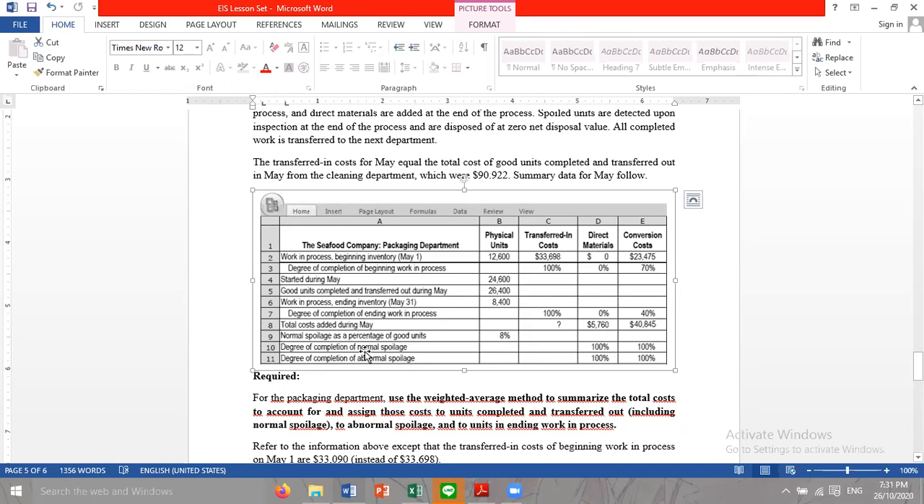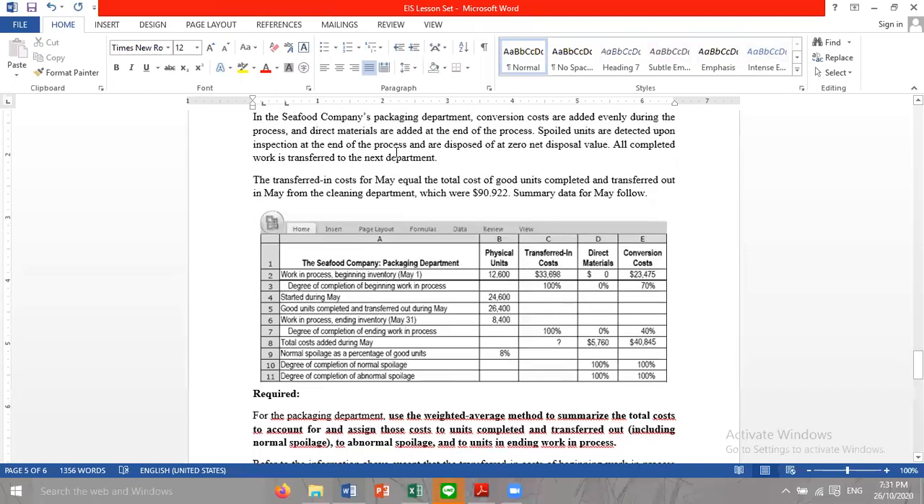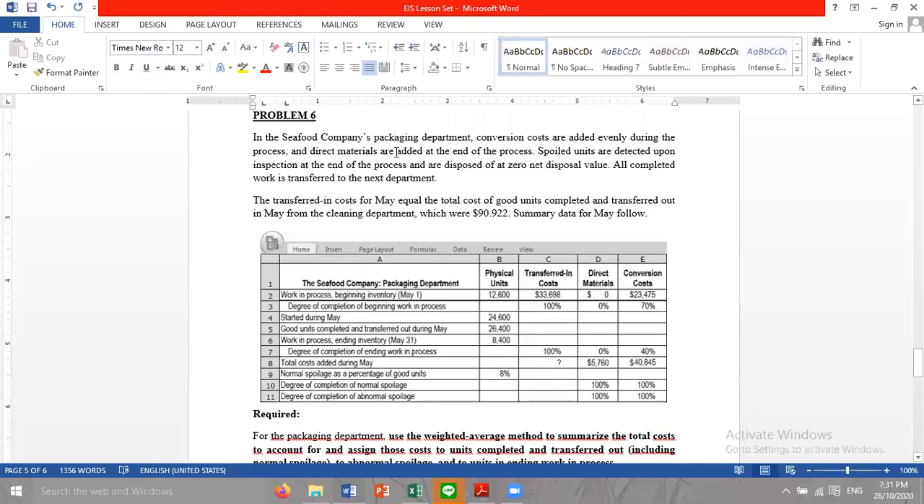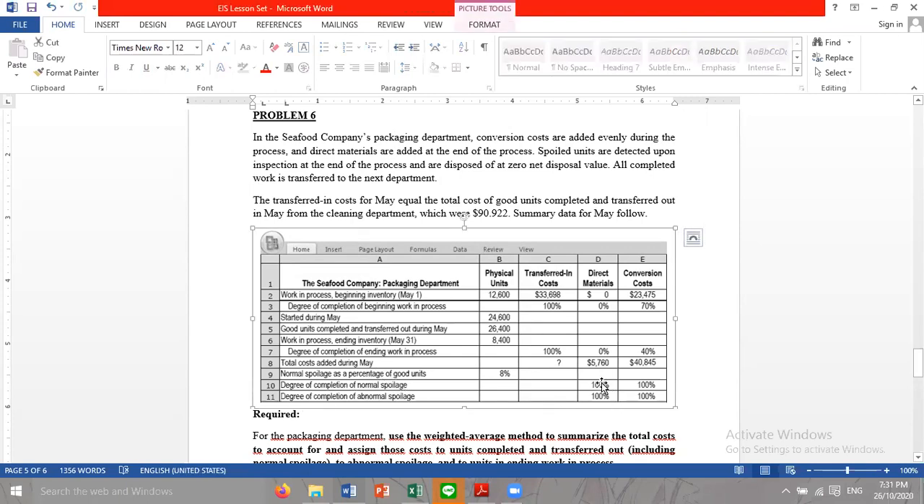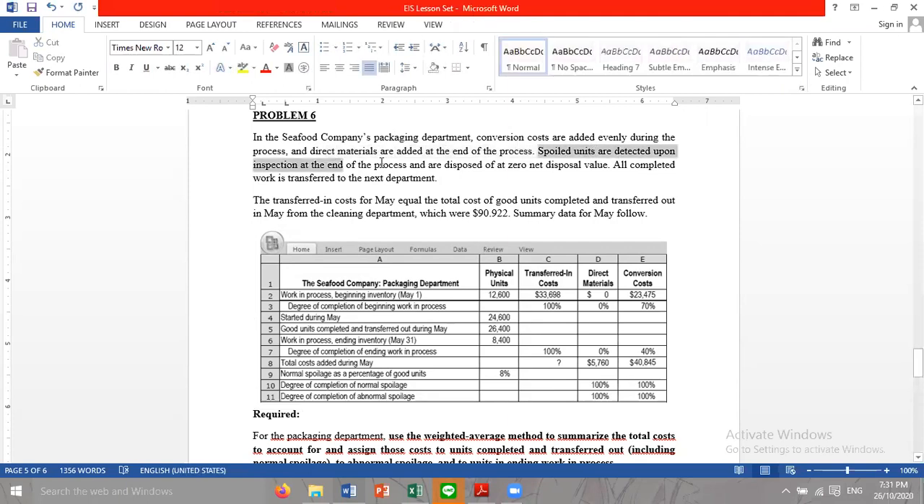However, sometimes if the question does not directly provide the degree of completion, they will mention the inspection point. After that, from the inspection point, we will have to determine the degree of completion. For example, if the degree of completion is 100%, we know that the inspection point is at the end of the process. Here we go. Spoiled units are detected upon inspection at the end of the process.